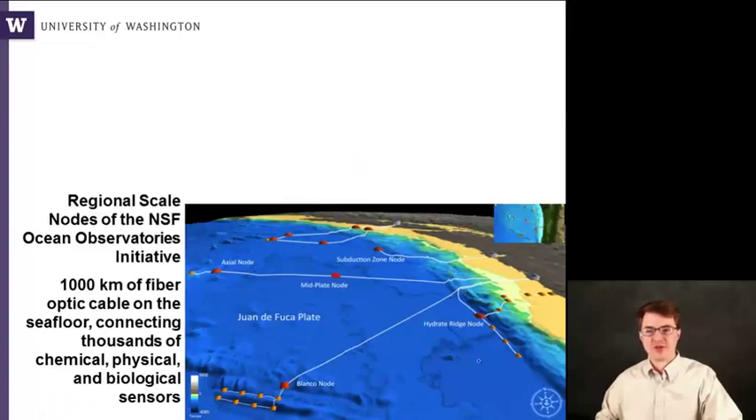In oceanography, the regional scale nodes of the NSF Ocean Observatories Initiative is a project led here at UW. The Ocean Observatories Initiative is a multi-institutional partnership, and the regional scale nodes part is run at the University of Washington. This project has involved laying 1,000 kilometers of fiber optic cable on the seafloor, connecting thousands of chemical, biological, and physical sensors, including live video from the sea floor to monitor volcanic activity. Again, if not a relational database, the data sets and data infrastructure required to support this effort is significant.